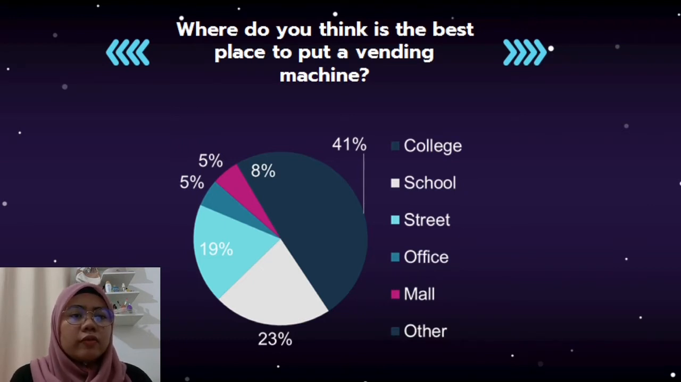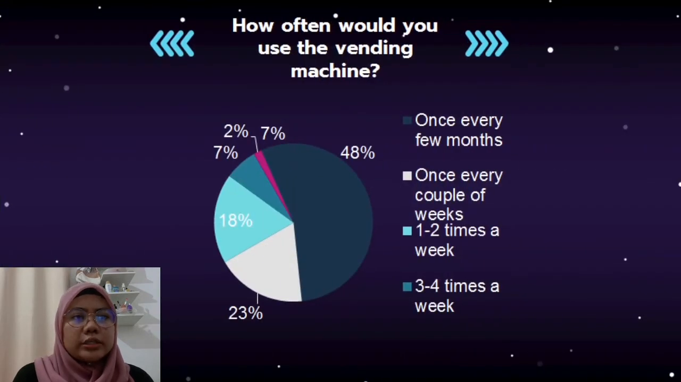And now, we will focus on the next pie chart. For this, we asked the respondents how often they use the vending machine. From the pie chart, it is clear that almost half of them only use it once every few months, followed by once every couple of weeks with 23%. From this, we can see that people rarely use vending machines.